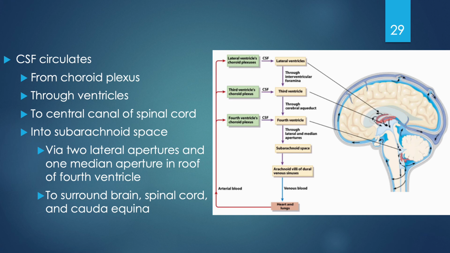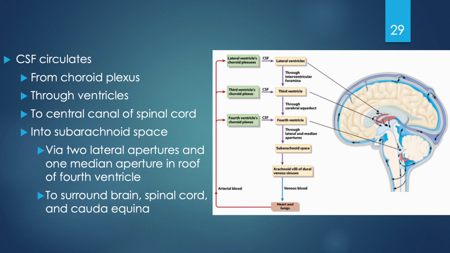We know that the choroid plexus creates cerebrospinal fluid. Now let's talk about how it circulates. If this is something that's confusing to you, take a moment to look it up online and find another schematic or a quick video to have this make sense to you. So the CSF starts at the choroid plexus where it's generated, and then it goes through the ventricles, and from there it goes to the central canal of the spinal cord, and then into the subarachnoid space via the two lateral apertures and one median aperture in the roof of the fourth ventricle. In doing so, it's able to support the brain, the spinal cord, and the cauda equina. Remember, that's the horse's tail, the end of the spinal cord.